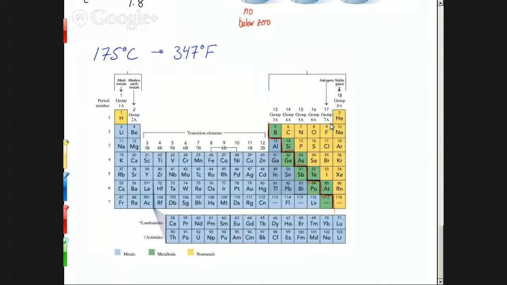Any idea what that means? Why do those categories exist? What are they for? What's the point? Why do we care that everything in this column is called an alkali metal or this column is called a halogen? What is similar or even related about these things? Any ideas about that?